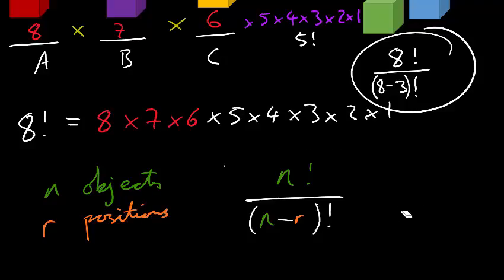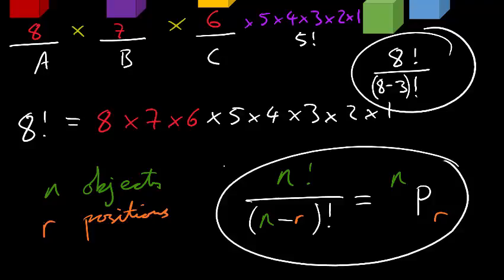And actually this is so important that it's given its own special notation, and it's called a permutation. It's sometimes given the notation nPr. So nPr is just n factorial over n minus r factorial. It's the number of ways of arranging n objects into r positions, and that is called a permutation, nPr.